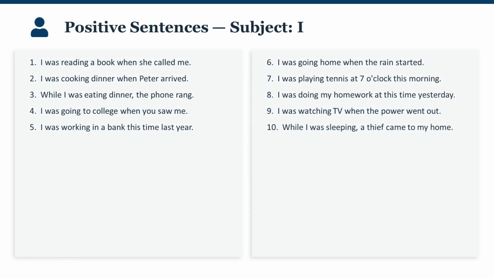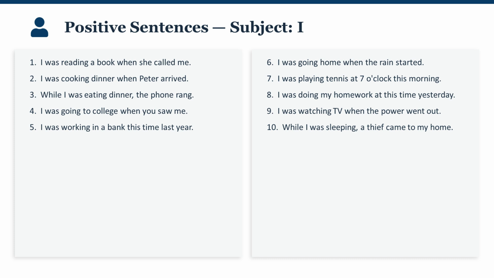Now let us look at positive sentences using the subject I. Number 1. I was reading a book when she called me. Number 2. I was cooking dinner when Peter arrived. Number 3. While I was eating dinner, the phone rang. Number 4. I was going to college when you saw me. Number 5. I was working in a bank this time last year. Number 6. I was going home when the rain started.